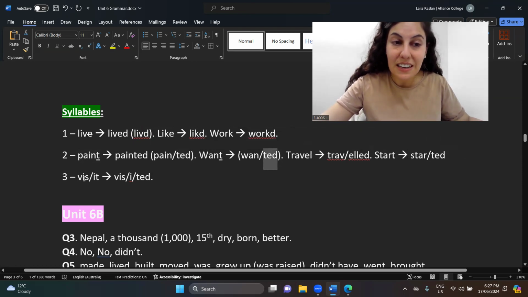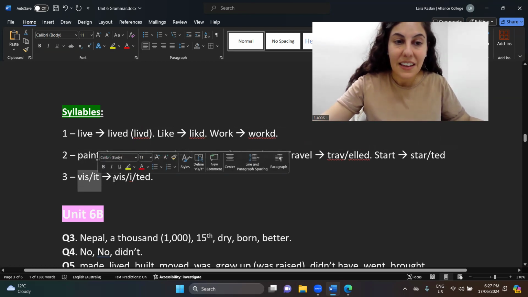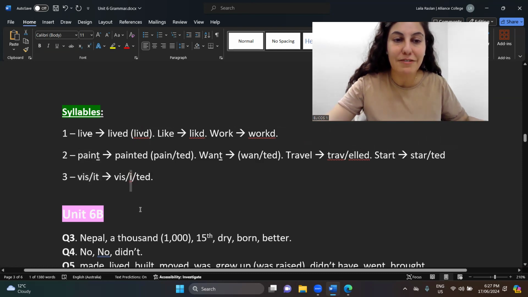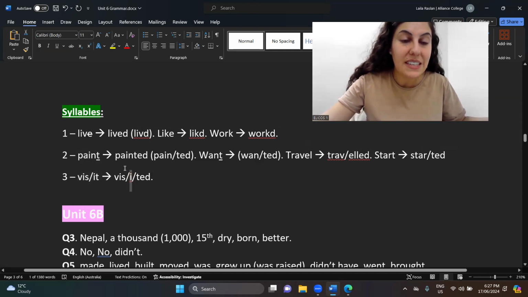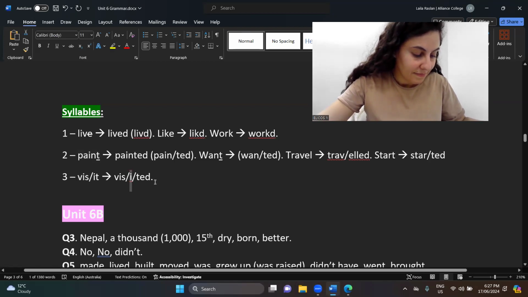If it's a verb like this one that has a vowel in it, then we have to separate that vowel to have its own sound, its own syllable. So visited, visited.